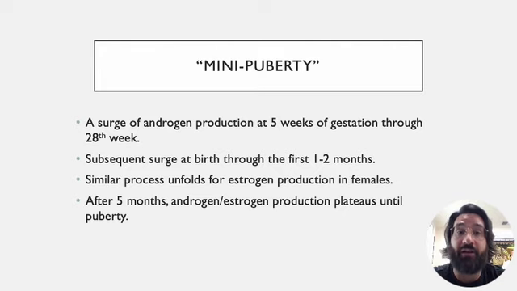And then when puberty begins, there's another surge of hormonal production, which we talked about at the beginning when kisspeptin, right, that chemical messenger signals to the brain it's time to start releasing more hormones. And typically we're talking about things like testosterone and estrogen.